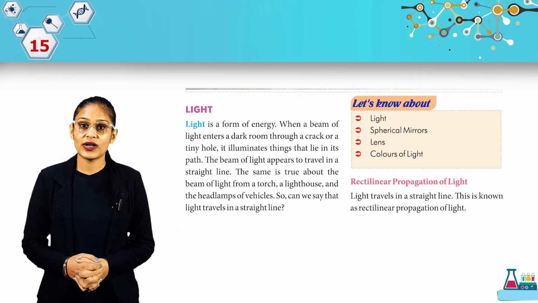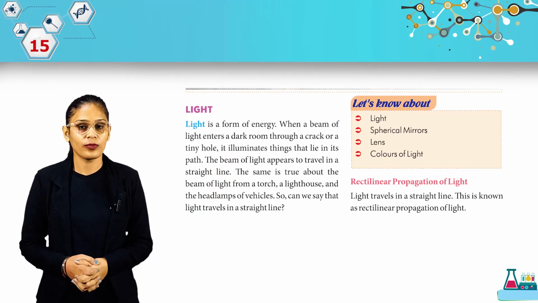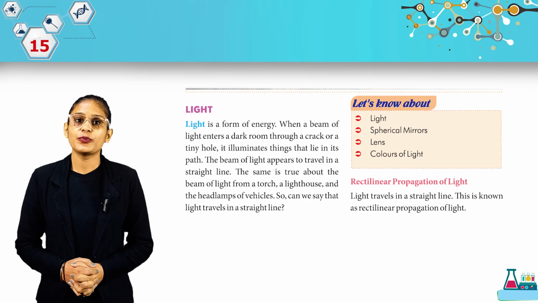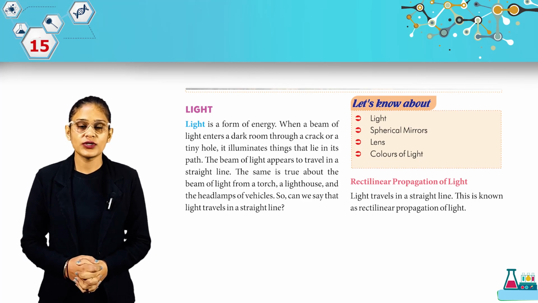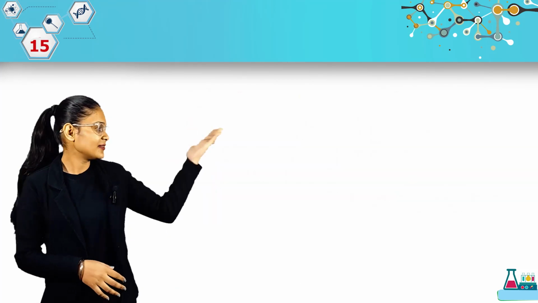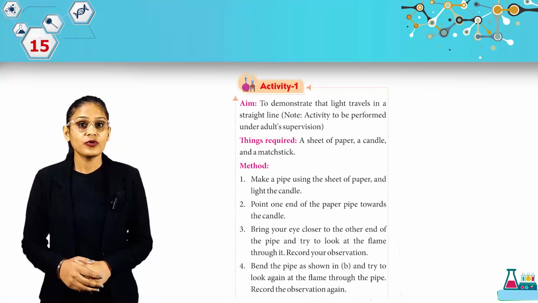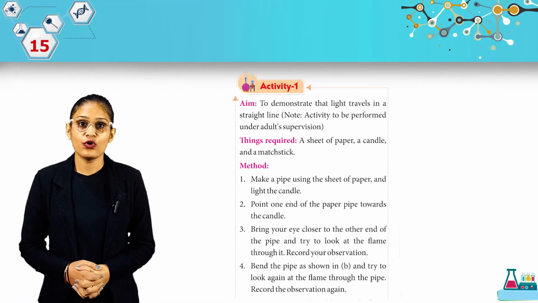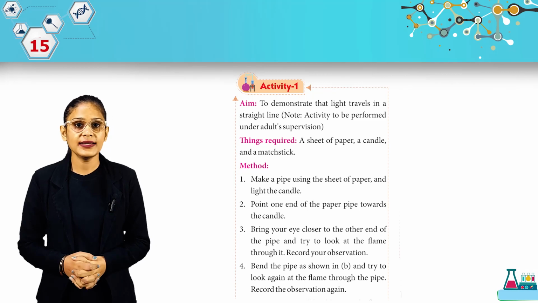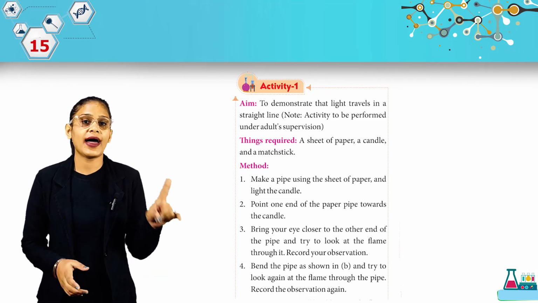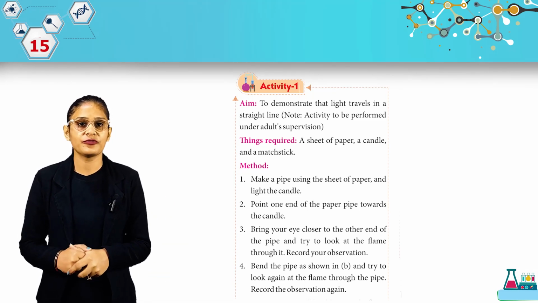Now we have rectilinear propagation of light. Light travels in a straight line. This is known as rectilinear propagation of light. Let us show this property with the help of an activity. So students, here we have an activity. Activity 1. Aim: to demonstrate that light travels in a straight line. Note: activity to be performed under adult supervision. So students, you have to perform this activity with the help of your teacher.